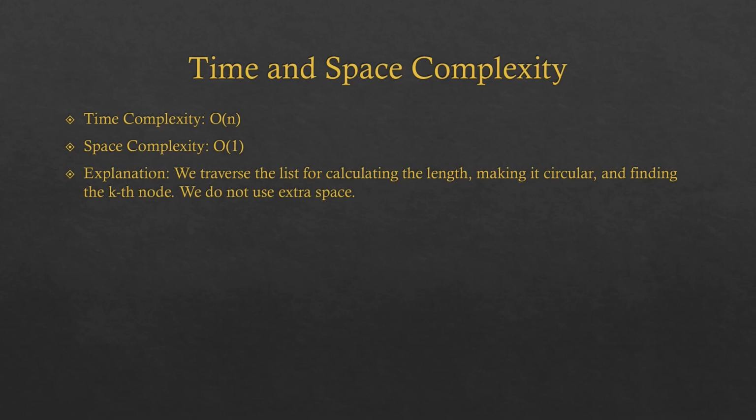Now let's talk about the time and space complexity of our solution. The time complexity is big O of n, where n is the number of nodes in the linked list. This is because we need to traverse the entire list once to calculate its length and once more to find the kth node. The space complexity is big O of 1 as we only use a constant amount of extra space.